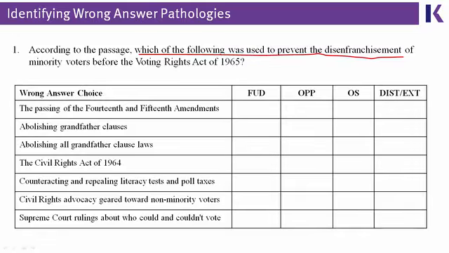All 7 of these answer choices are all wrong. We guarantee there's no right answer to this question. But what we're going to see is why these 7 answer choices are wrong. The first one here mentions the 14th and 15th amendments. And let's go back to the passage to see why this answer choice is wrong.